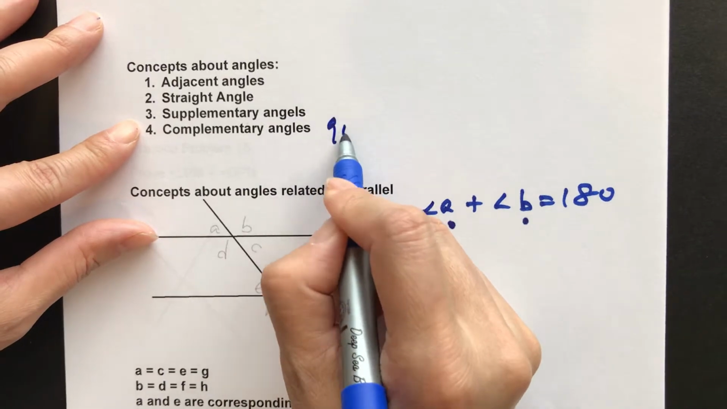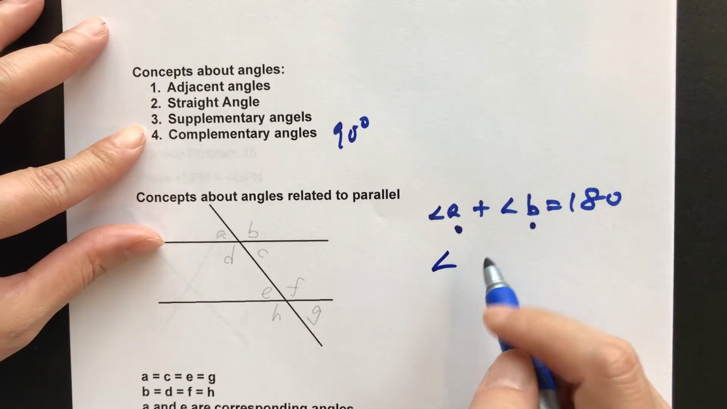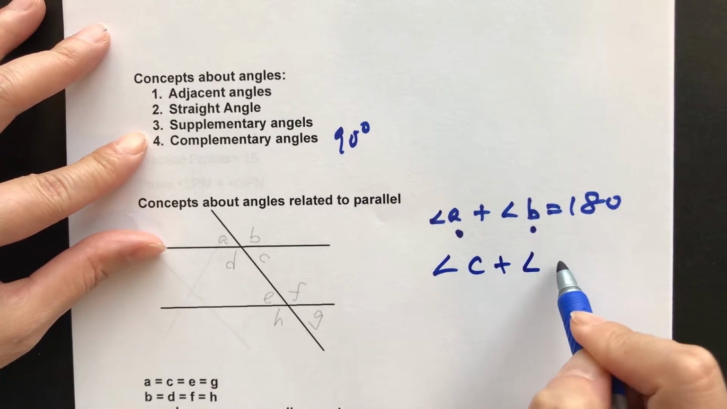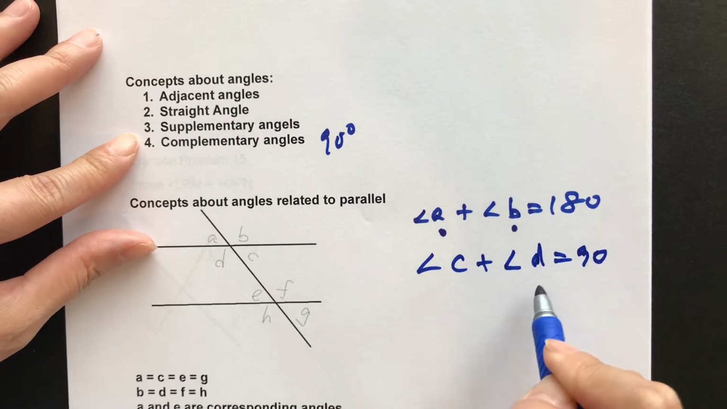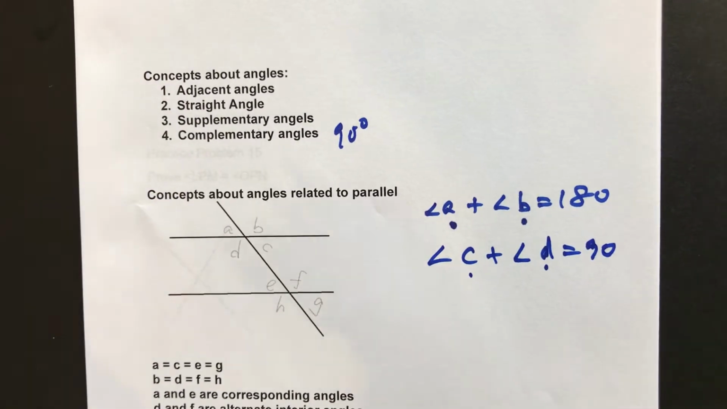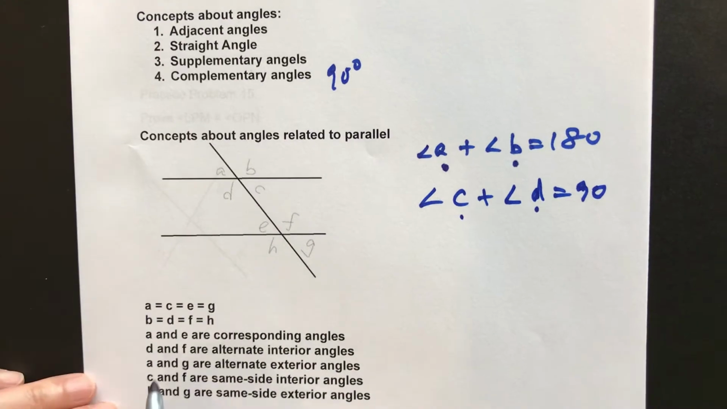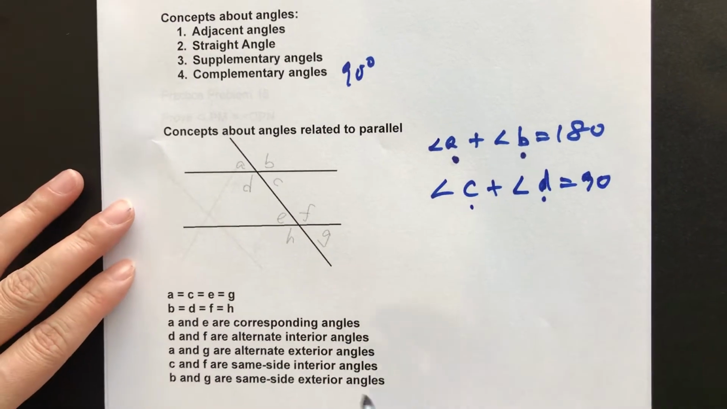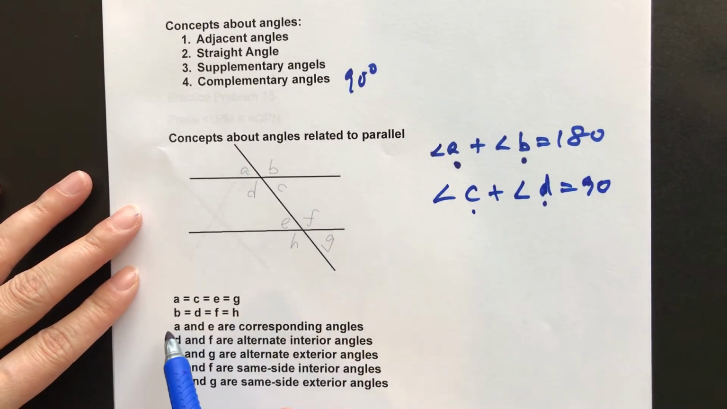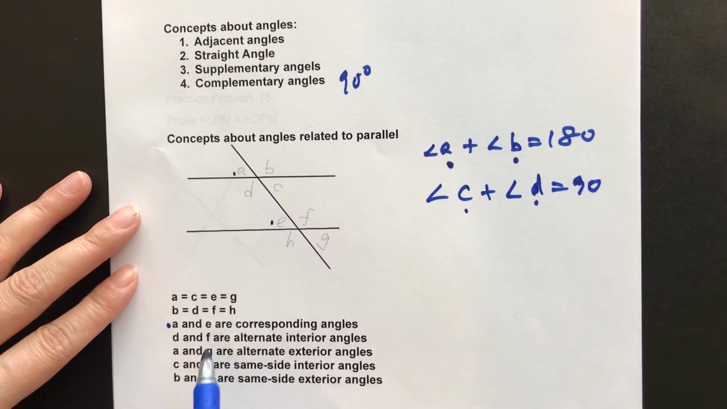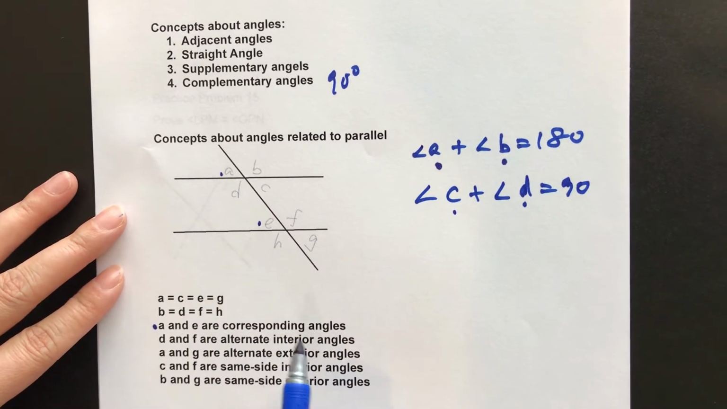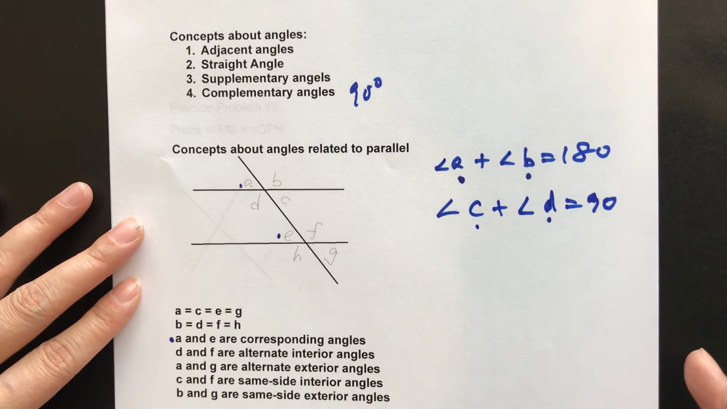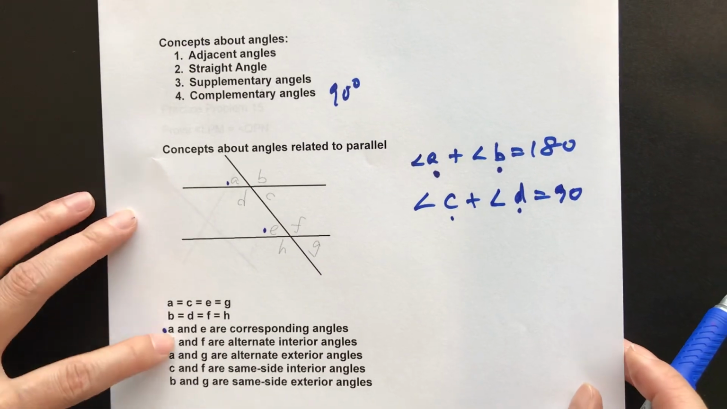Complementary angles add up to 90 degrees. So if some angle C plus some angle D equals 90, these two are complementary angles to each other. Here are some definitions that students can learn. A and E, AE is here. They are corresponding angles. We like the students and coaches to remember all the names for the angles.